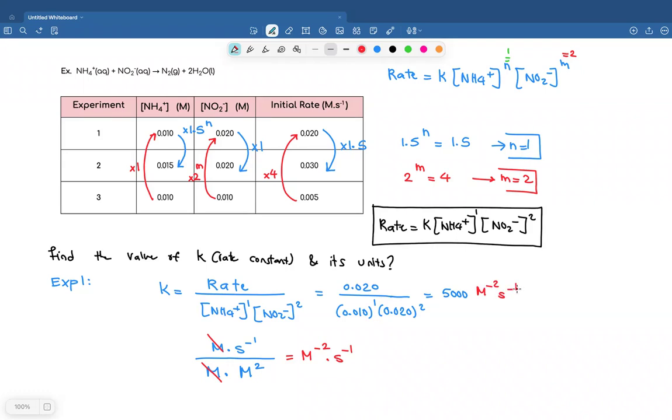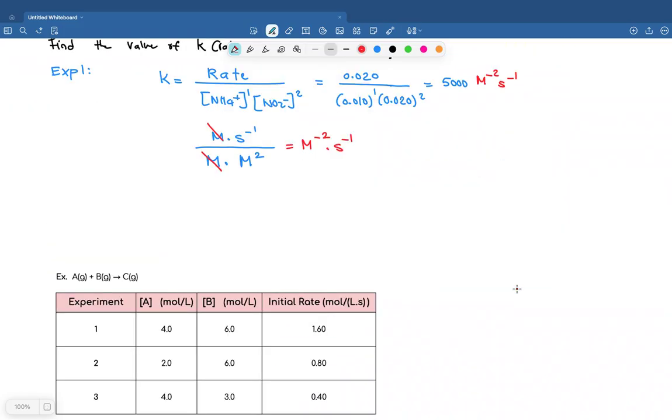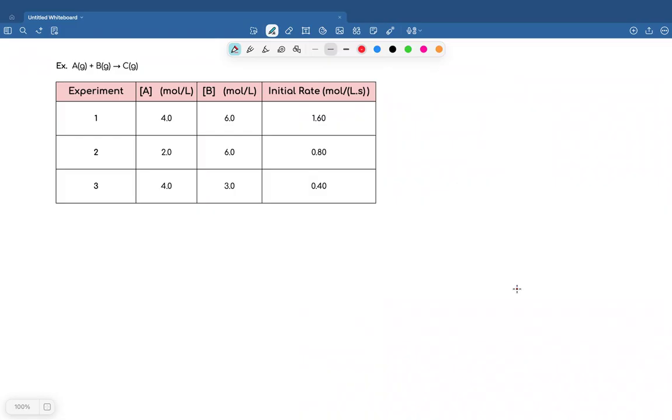Okay, so this is basically the type of questions they can give you using the initial rate method and the table provided to you. Let's take a look at another example. In the second example, again they want us to figure out the order of reaction with respect to A and B. For doing that, again I have to start writing the rate law based on N and M and try to figure out what N and M are.